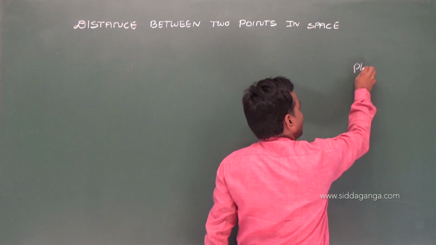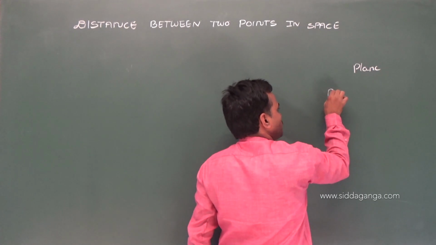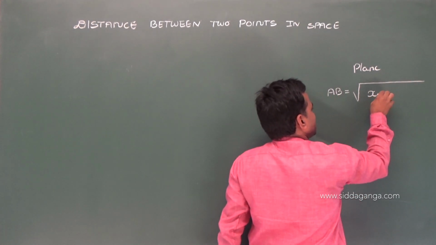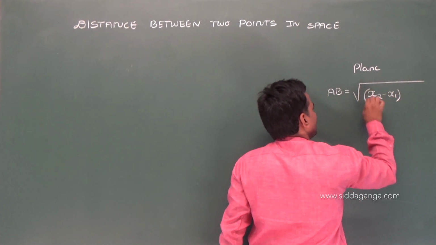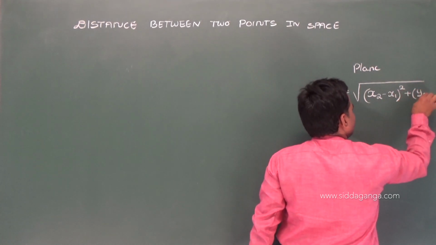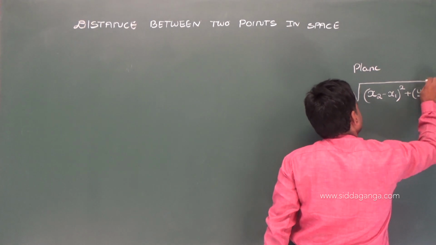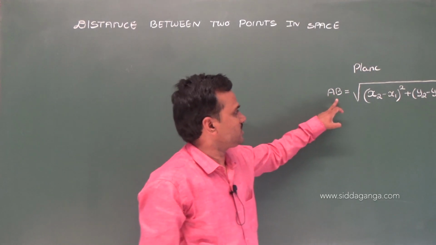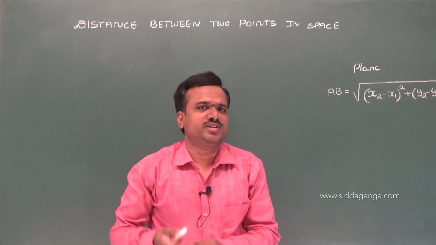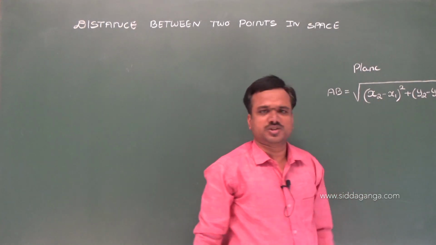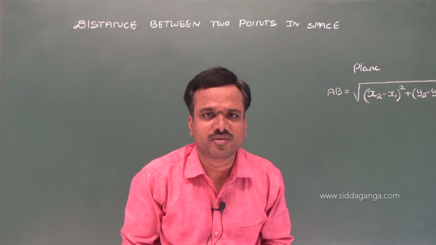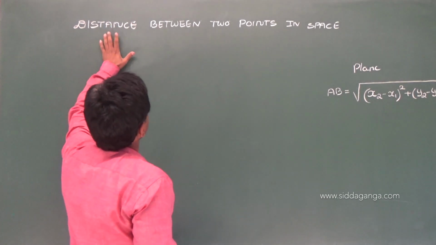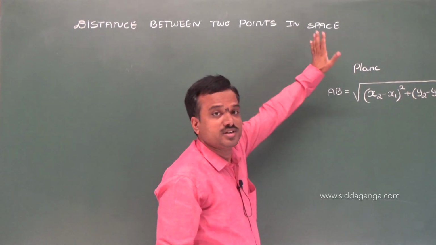Distance between 2 points in a plane, the formula is, suppose A and B are the 2 points in the plane, AB is equal to the square root of x2 minus x1 whole square plus y2 minus y1 whole square. Correct? So now we derive the formula for the distance between 2 points in space.